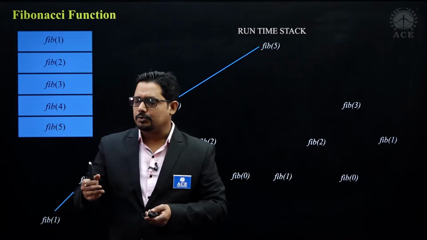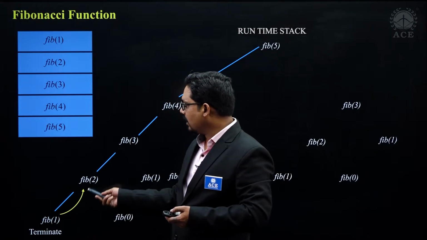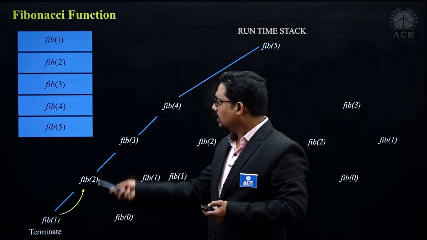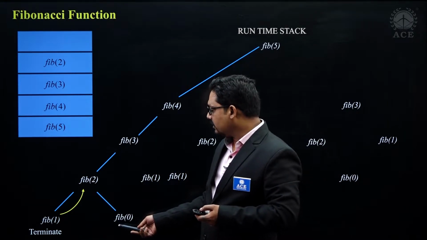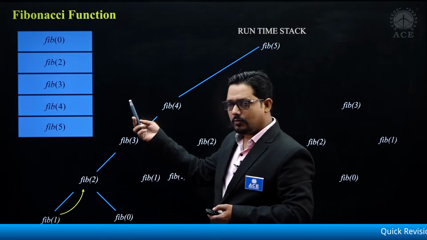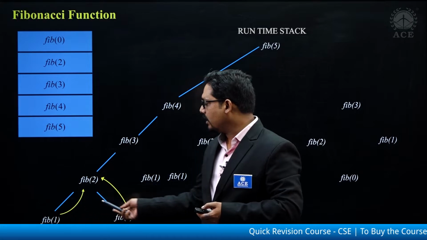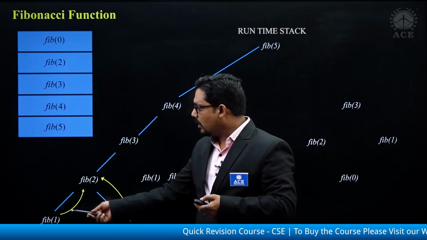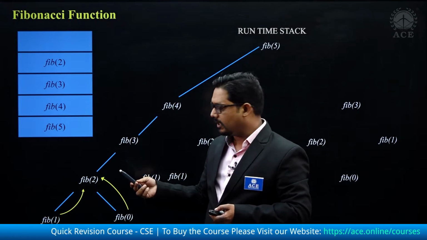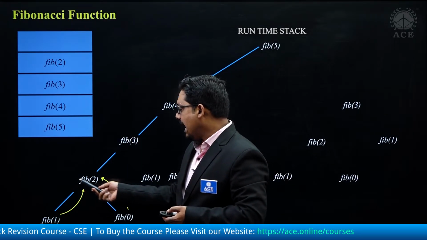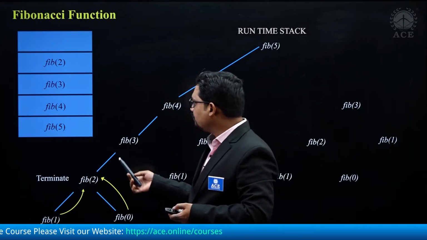They will simply be pushed, and upon termination of fib1, the control will return to fib2, and fib1 will be popped off. Then the next activation record will start with fib0, and fib0 will be pushed, and it terminates. It will come back to fib2 because fib1 and fib0 have been calculated. Once they have been calculated, the fib0 activation record will be taken out, and fib2 will add the values of fib1 and fib0 and terminate.